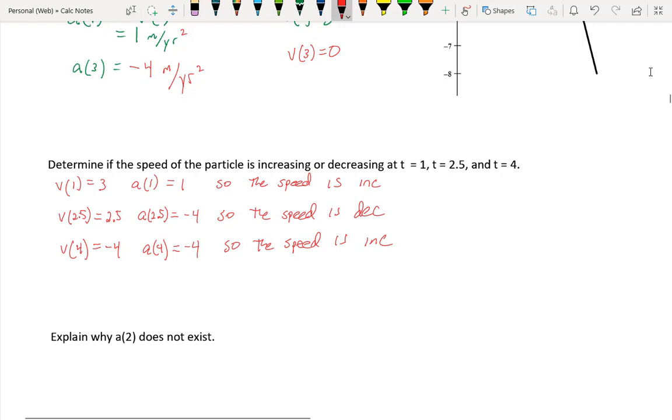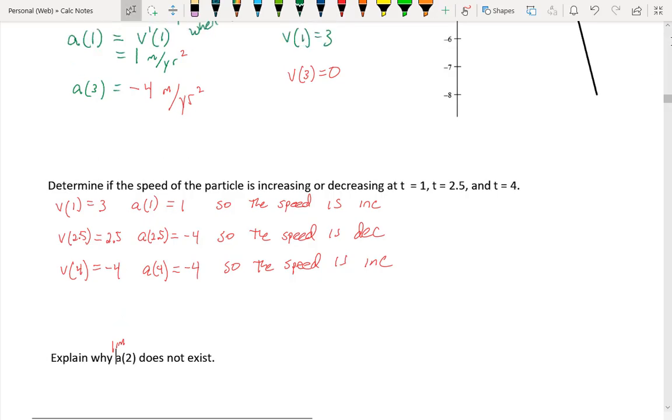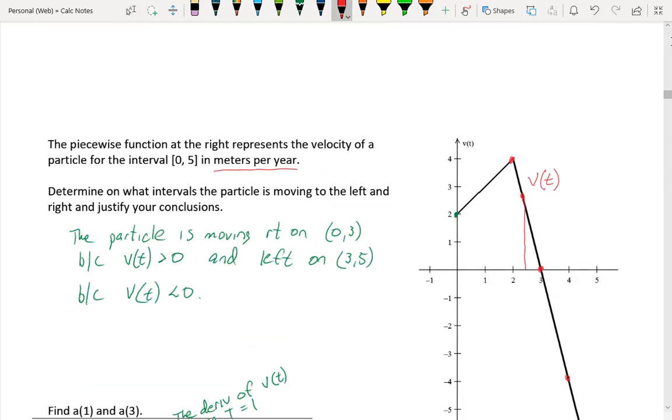Explain why a of 2 does not exist. All right, and I think this is supposed to say why the limit of a of 2 does not exist. So if you take a look at this, look at 2. All right, so at 2, we're back up here at the top. I'm just going to put an X right there. Now, the limit of v of 2 exists because the graph comes up to 4 on the left and up to 4 on the right.